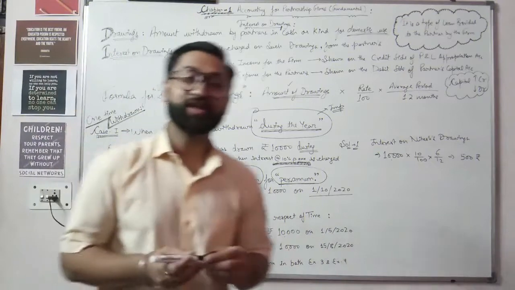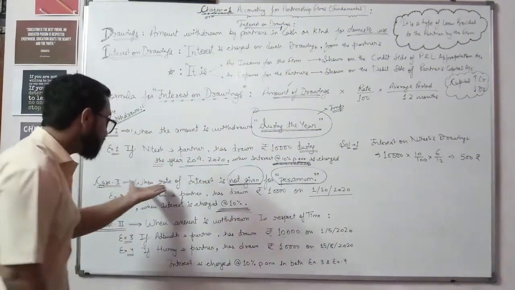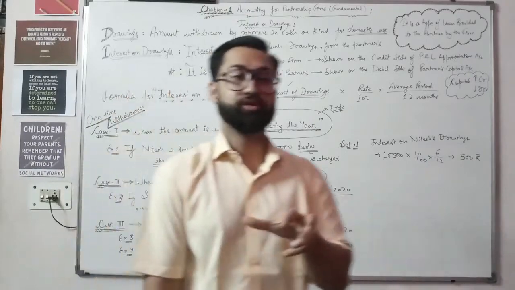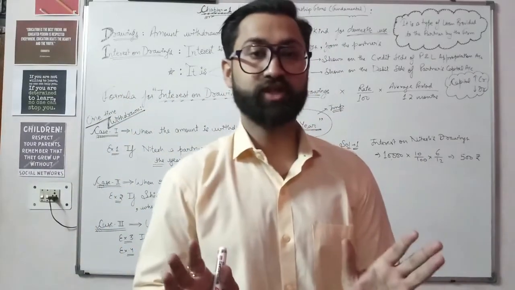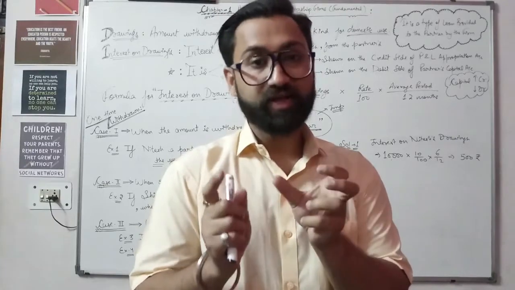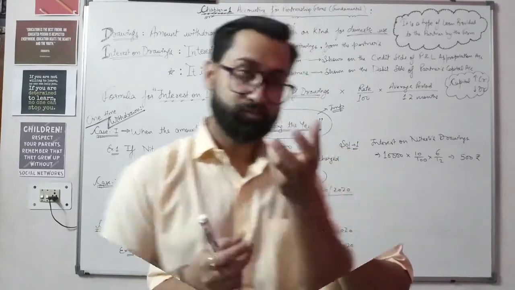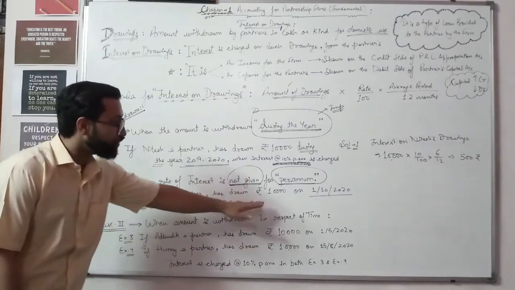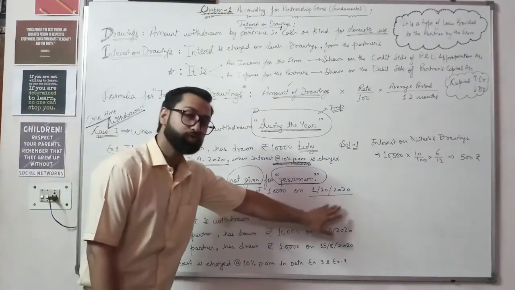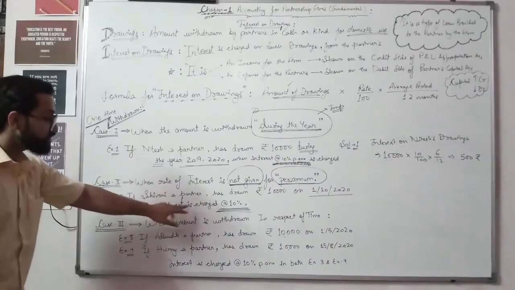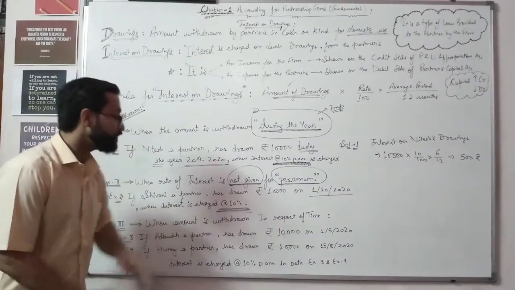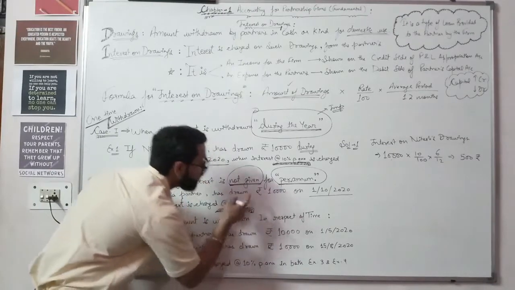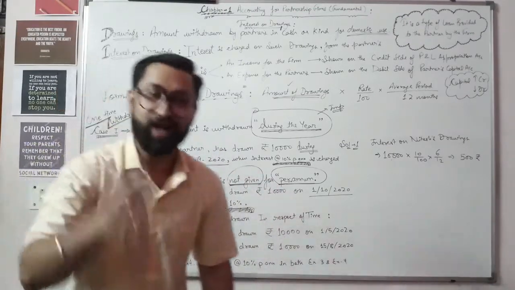Now case second: when the rate of interest is not given as per annum. Everything will be the same, but at the end of the rate there won't be any per annum. Like for example 2, if Shivani, a partner, has drawn 10,000 on 1st of October 2020, when interest is charged at the rate of 10%. Now interest is charged at 10%, but nothing is written about per annum.